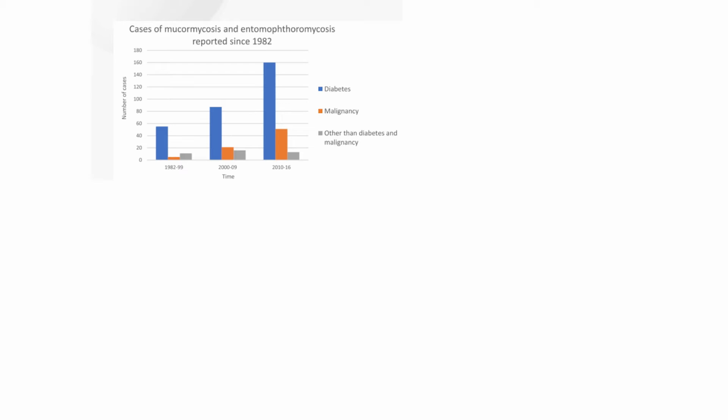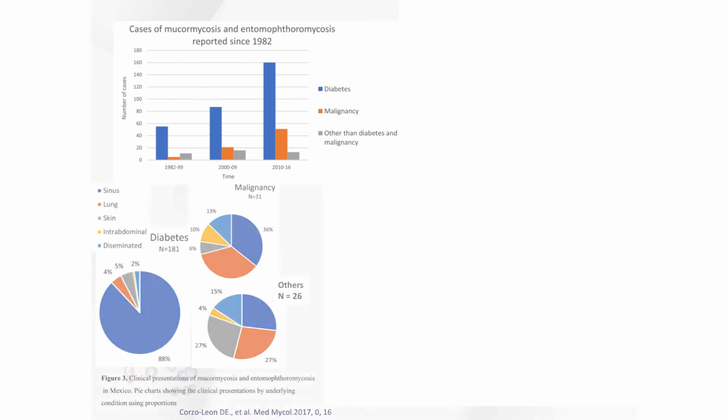So how about over there? The type of infection is also different in these three groups. This is the diabetes group, this is the malignancy group, and the others have more than two of these. You can see that most diabetes cases present as sinusitis, whereas the malignancy is more aggressive.